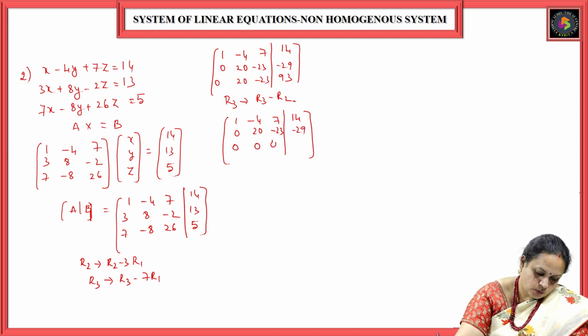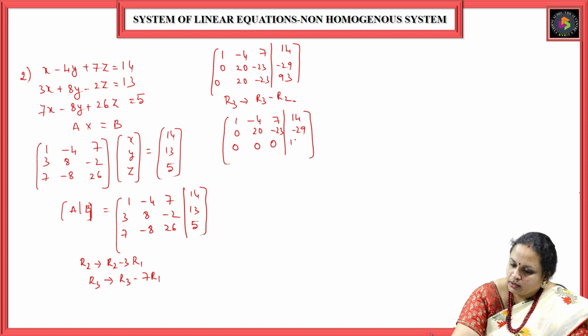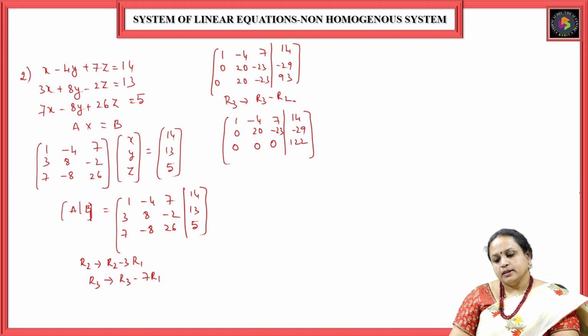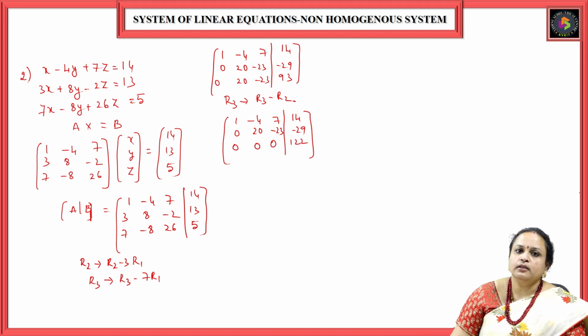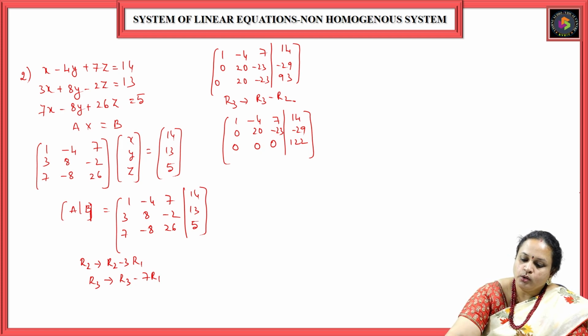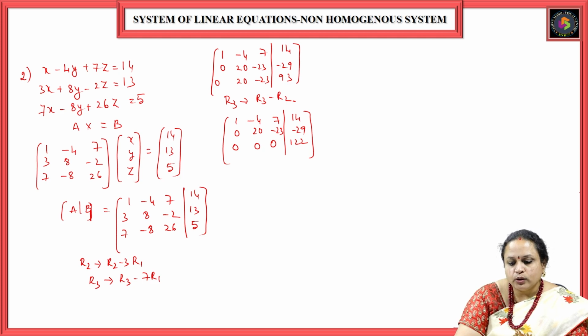So we are getting 0, 0, 0, 1, 2, 2. Now we can say that this matrix is in echelon form, because if you ignore the last column and check only this part, you can see that there is a zero row placed at the end of the matrix and the number of zeros is constantly increasing. So from this we can say that rank of A is 2 and rank of AB is 3.